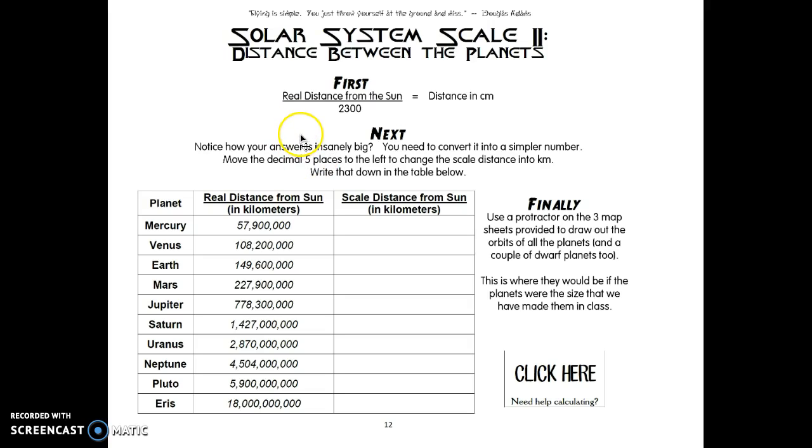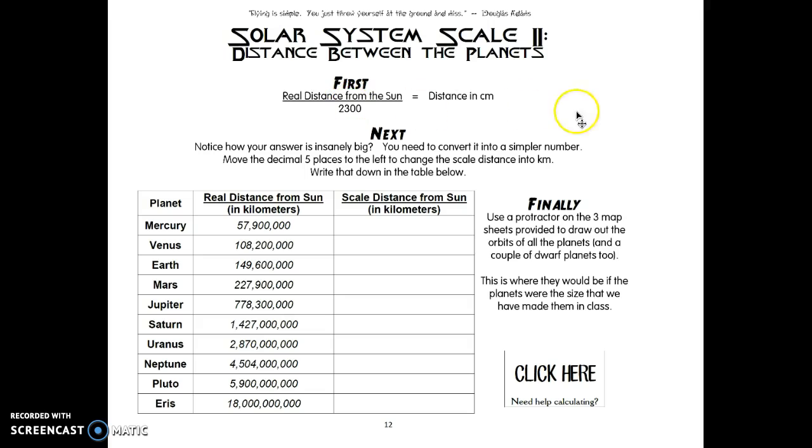This time with your solar system scale 2, calculating the distances that our planets need to be away from each other now that we've created the hanging mobiles. So the big challenge right here is figuring out how far spaced apart the planets should be. You'll notice that on this part of your ISN you have all of the different real distances of each of these planets from the Sun in kilometers.